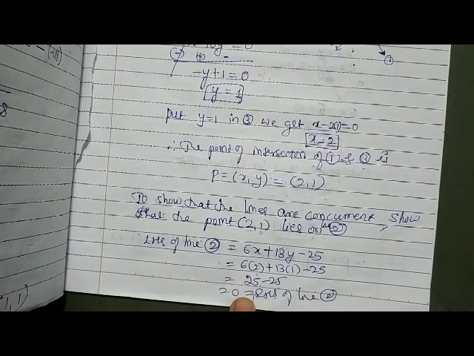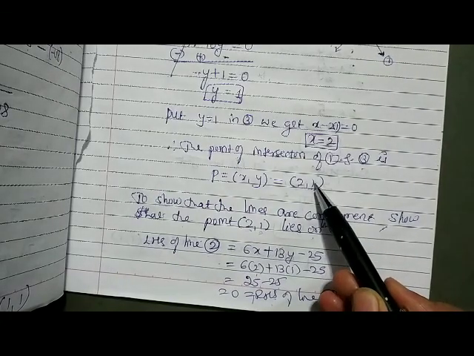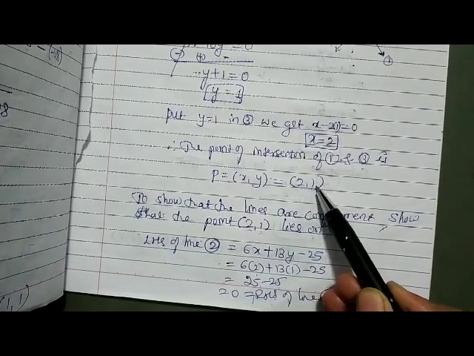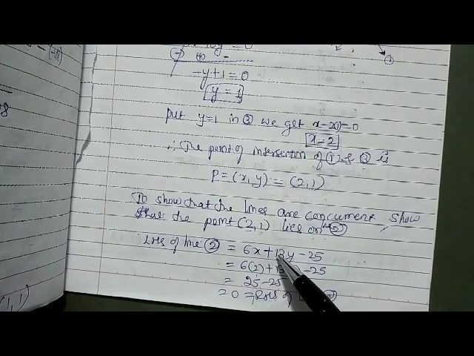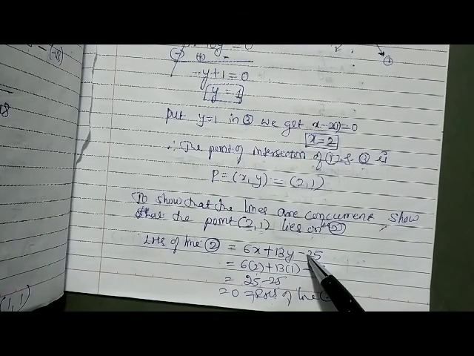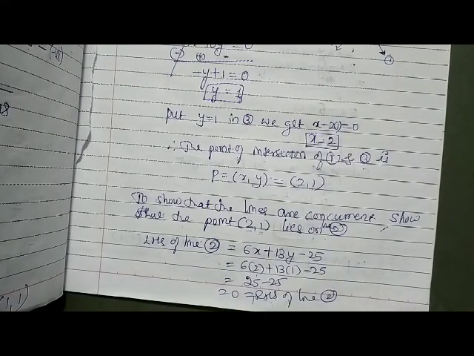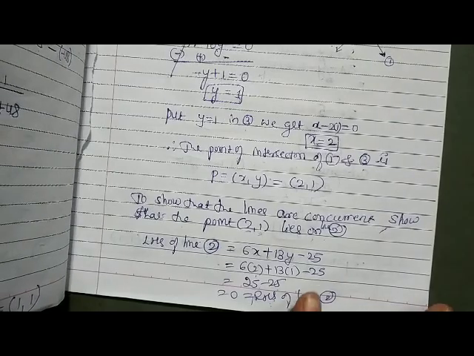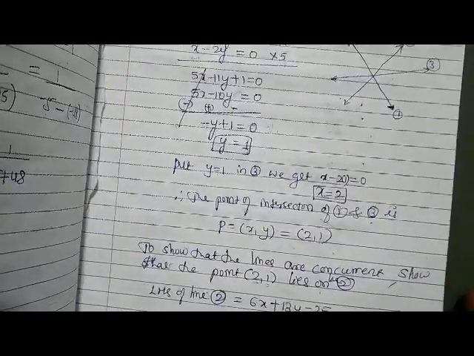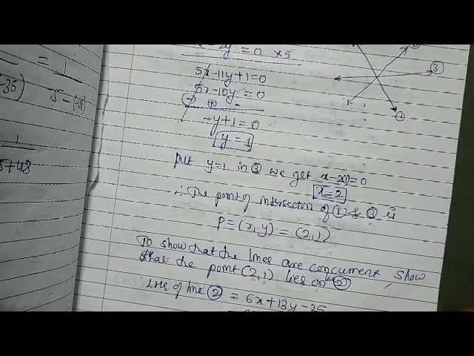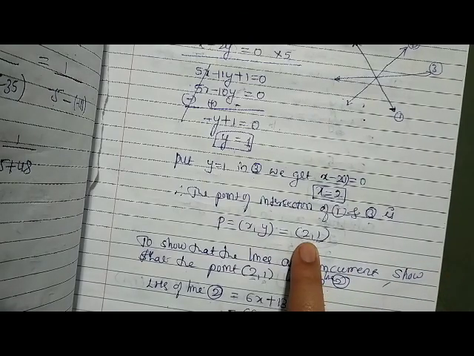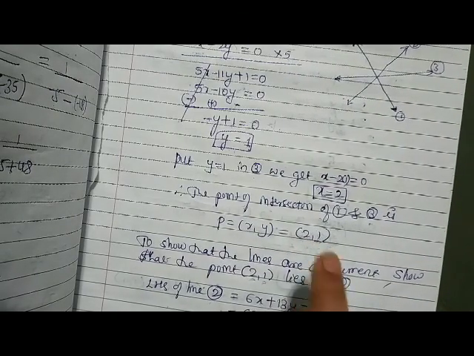So what happened to the point? It is satisfied. We get the point of intersection, and we substitute that point into the remaining line. So we will get LHS is equal to RHS. That point will satisfy the remaining line. Therefore we say that the lines are concurrent. And what is that point of concurrency? The point of concurrency is (2, 1).